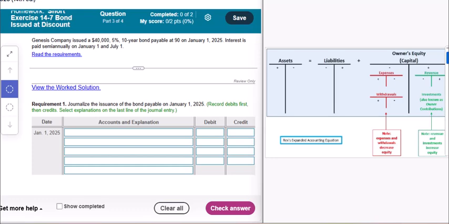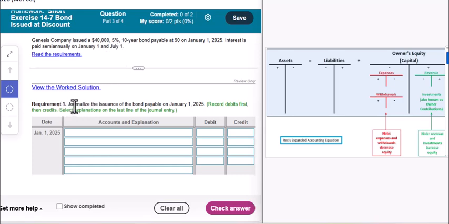Exercise 14-7, bond issued at discount. So Genesis Company issued a $40,000 5% 10-year bond payable at 90. So remember that the 90 is stated as a percent, so this is 90%. On January 1st, 2025. Interest is paid semi-annually on January 1st and July 1st.